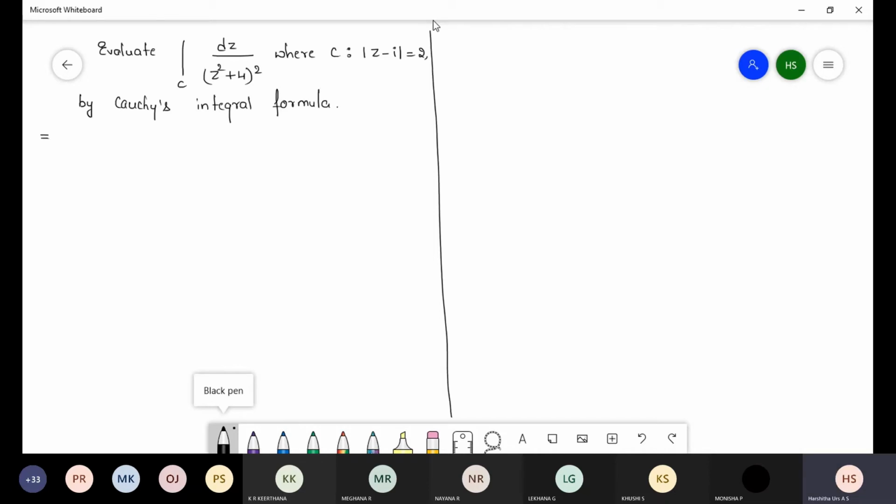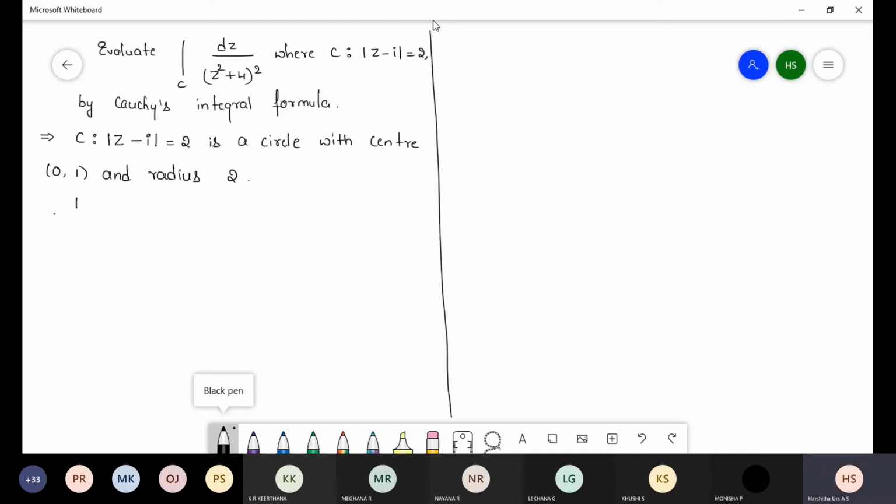Before writing the solution, first we have to see the given points. That is, mod of z minus i equal to 2 is a circle with center (0, 1), because i means imaginary, so x plus iy. The coefficient in the place of y is 1, and the radius they have given is 2.